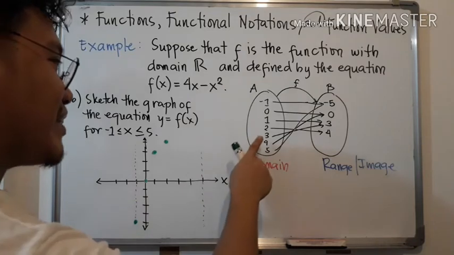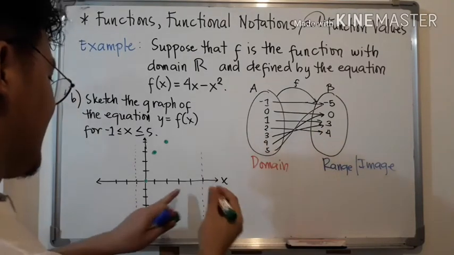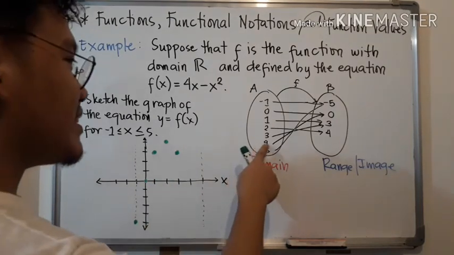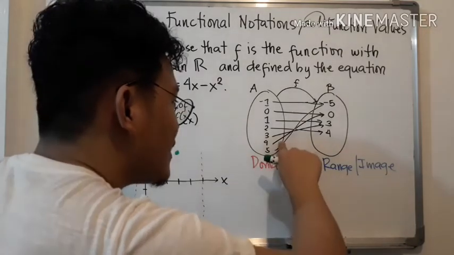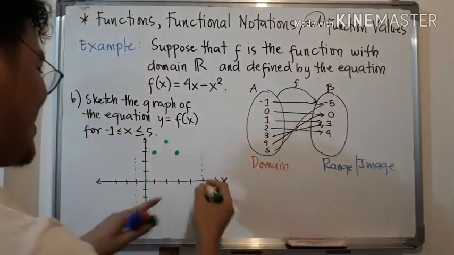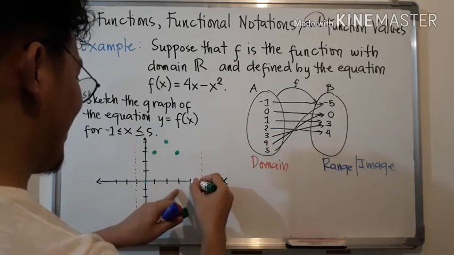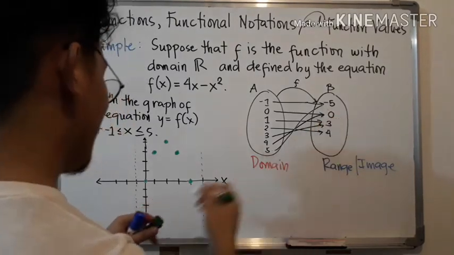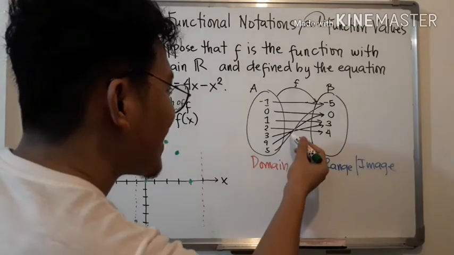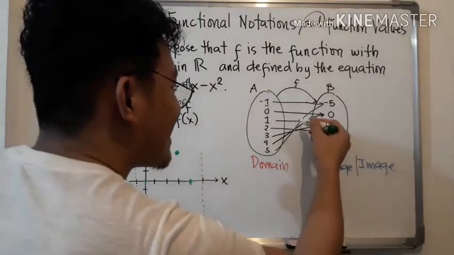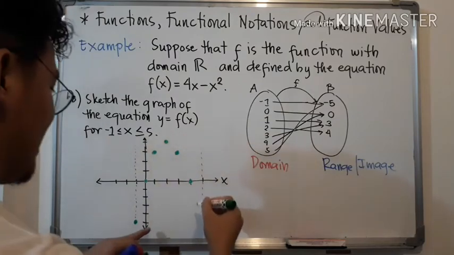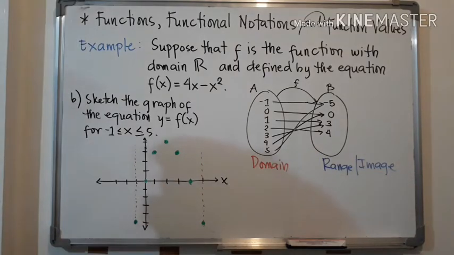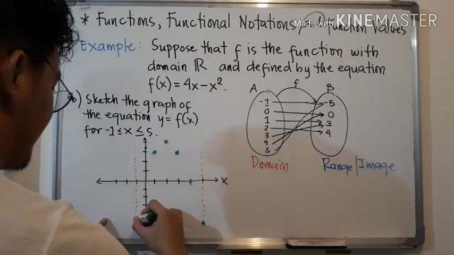And we have positive 3 paired with positive 3. Positive 4 is paired with 0: positive 1, 2, 3, 4 is paired with 0. And last, positive 5 is paired with negative 5. And then we will connect this set of points.